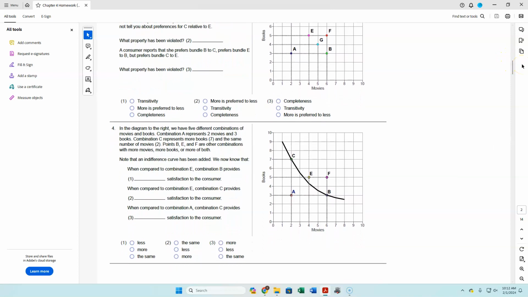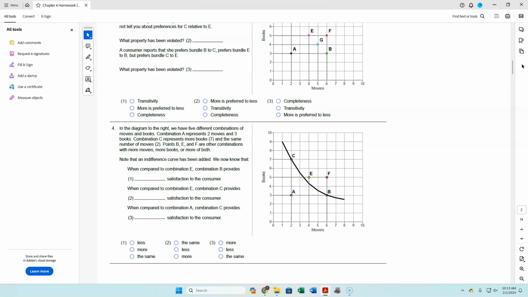Okay, then in number 4, we have 5 different combinations of movies and books. And then we have combination A representing 2 movies, 3 books, C, more books and same number of movies, B, E, and F are other combinations. So what do we know after we add this indifference curve? So what would we say about combination B?